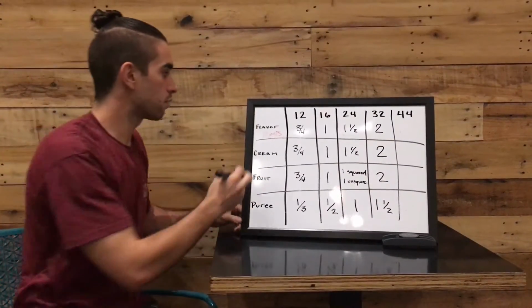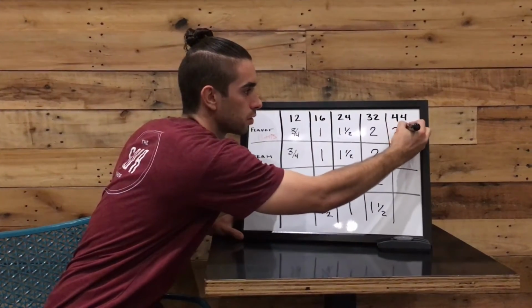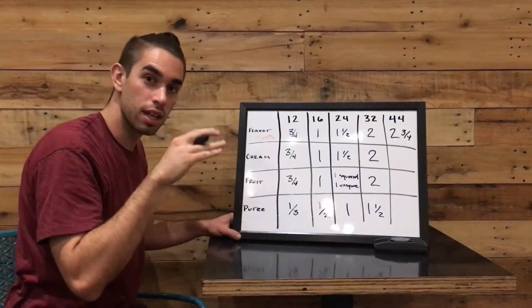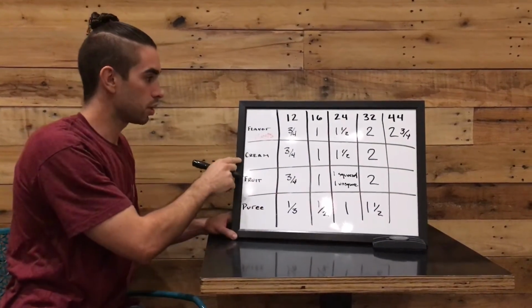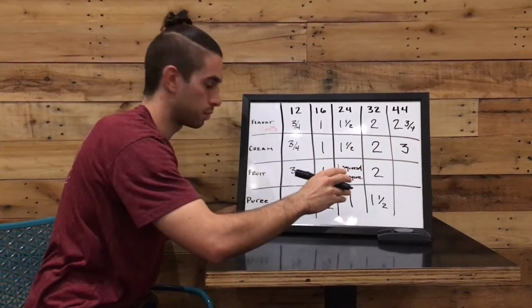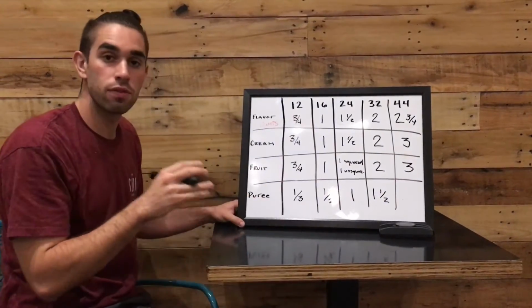Now let's finish with the 44 ounce. The amount of flavor that goes into a 44 ounce is 2 3/4 pumps. So you're gonna do 1, 2, and then 3/4. Cream gets a little different here. Cream is gonna be 3 pumps. Fruit is gonna be 3 pieces of fruit. So 3 full pieces of fruit.